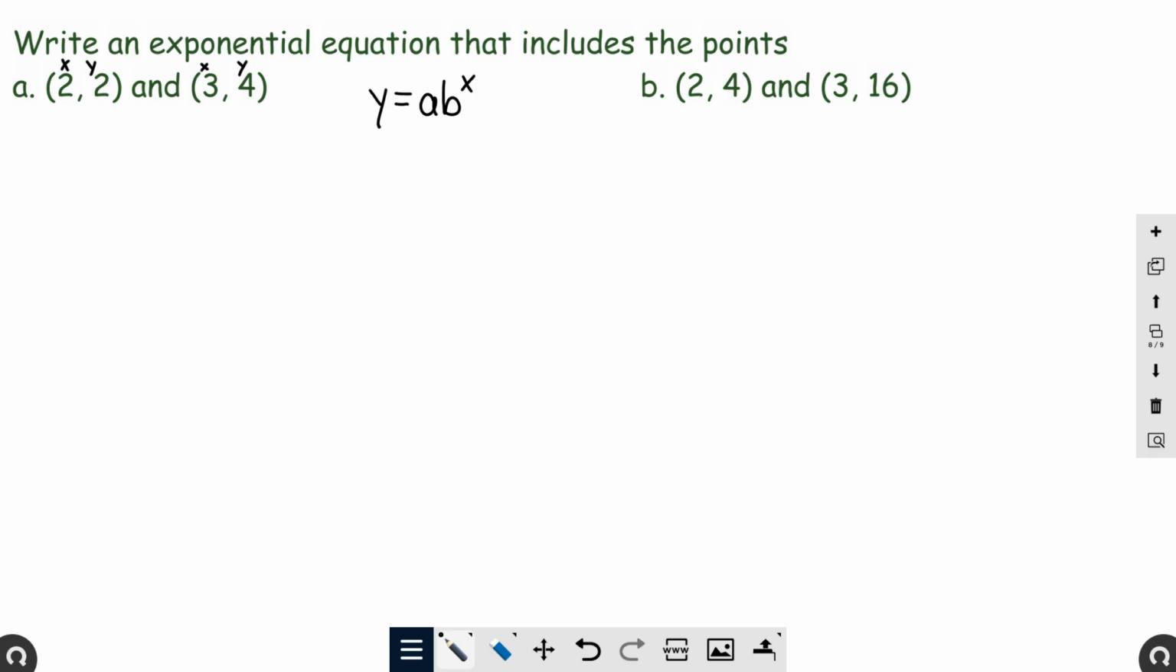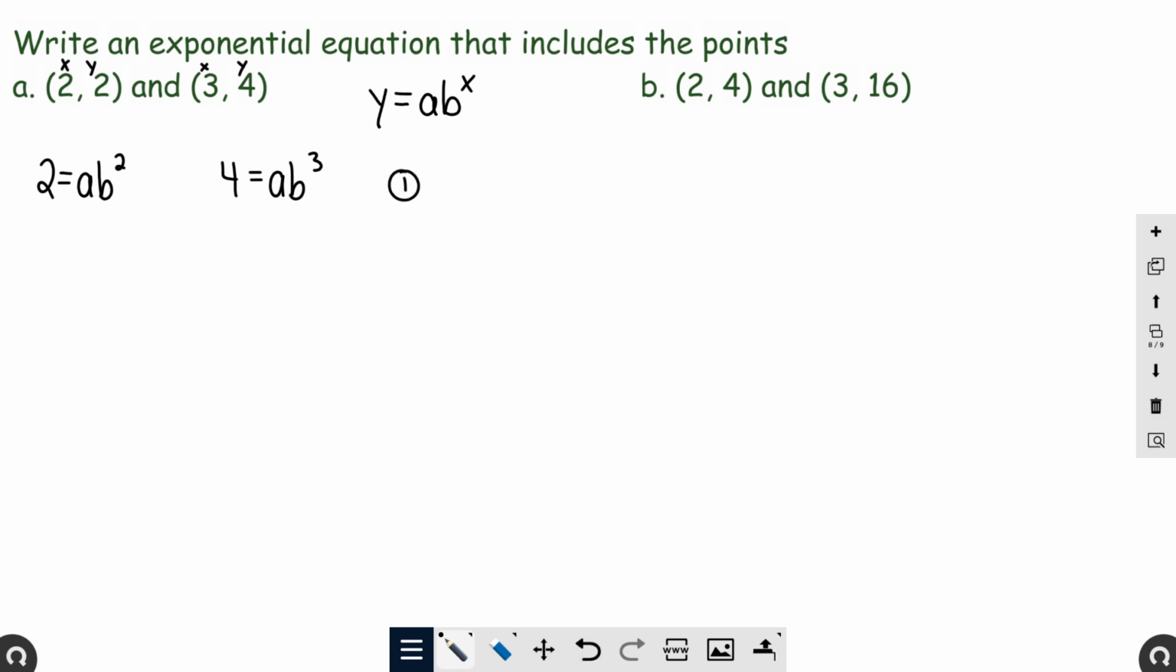Now, we need to figure out what a and b are, but we can use x and y to help us figure that out. So the first thing I'm going to do is I'm going to plug this point in for x and y. Then I'm going to plug the next point in for my x and my y. Now I have two equations with two unknowns, and I'm going to use a little substitution to help us figure out what those values are. So all the things that we do in Math 3, they just pop up again and again and again. But I'm going to give you some hints over here.